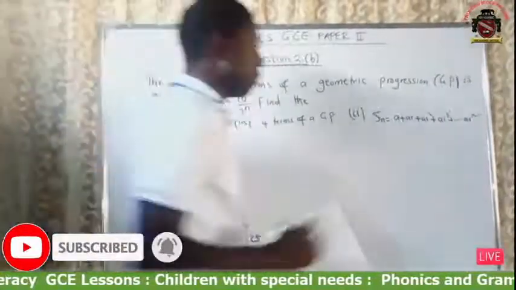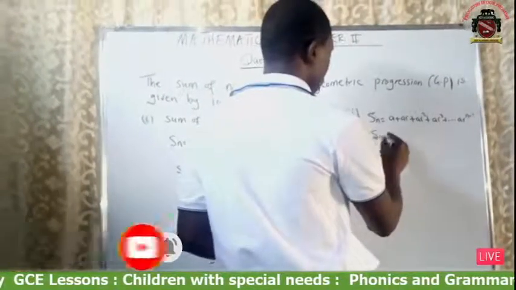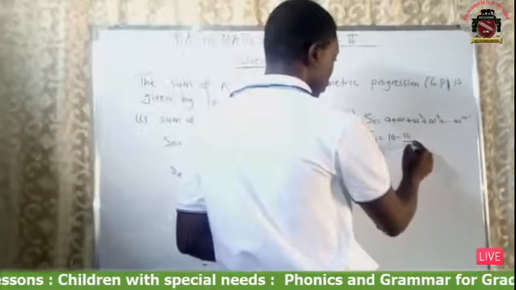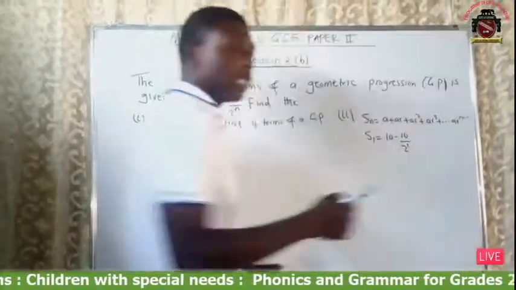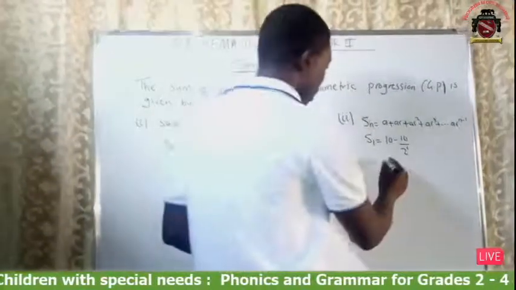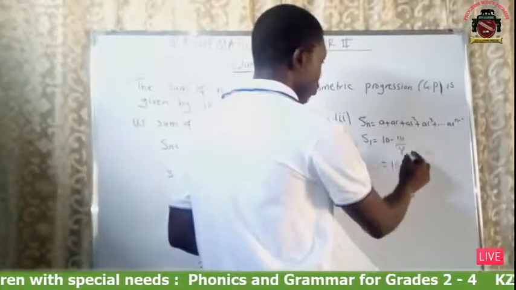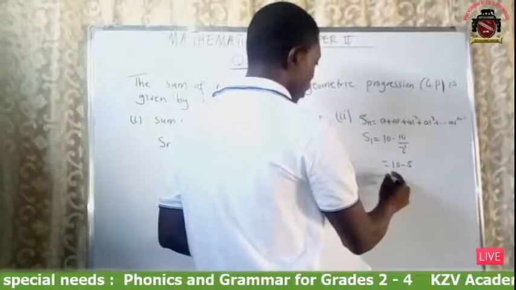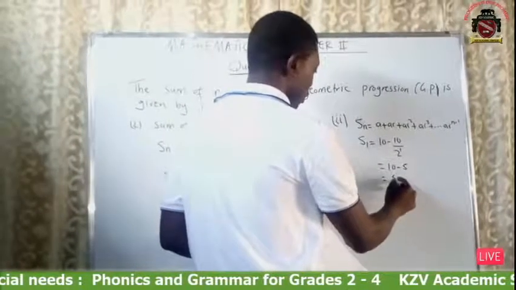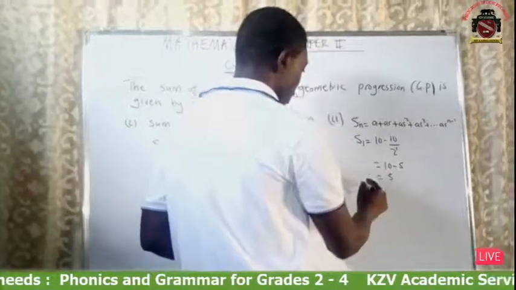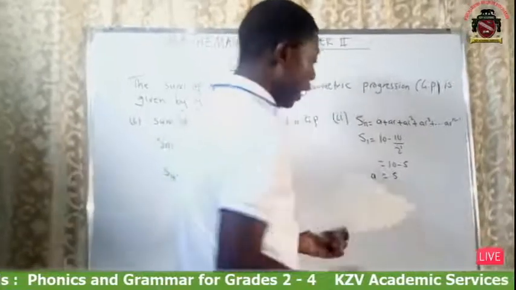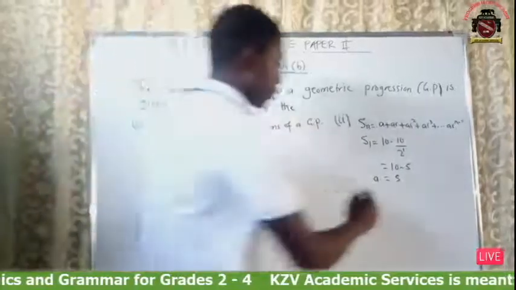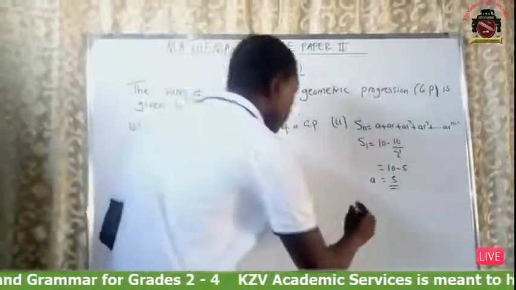Now, the first term is just the same as saying S1 is equal to 10 minus 10 over 2 to the power 1, because n is just 1. Implying that this is just 10 minus, 10 over 2, what do we get? 5. And then this is 10 minus 5, which gives 5. So S1 is the same as a, the first term, and a is 5.